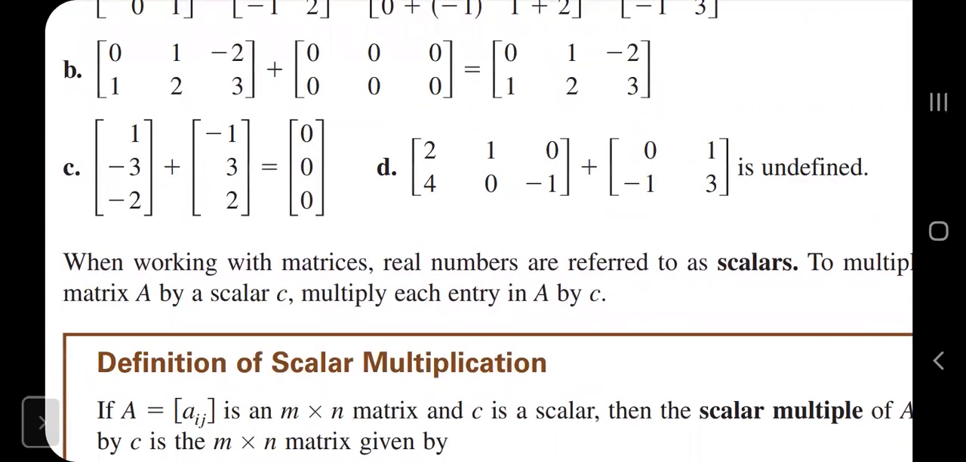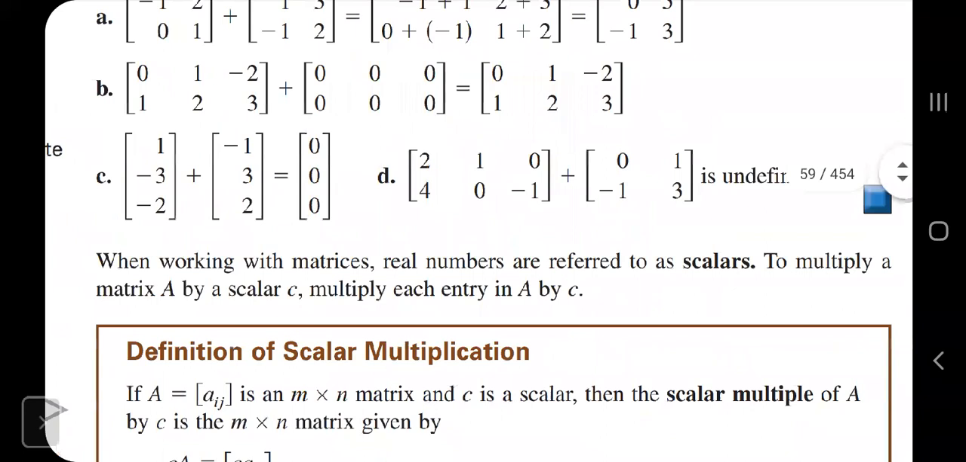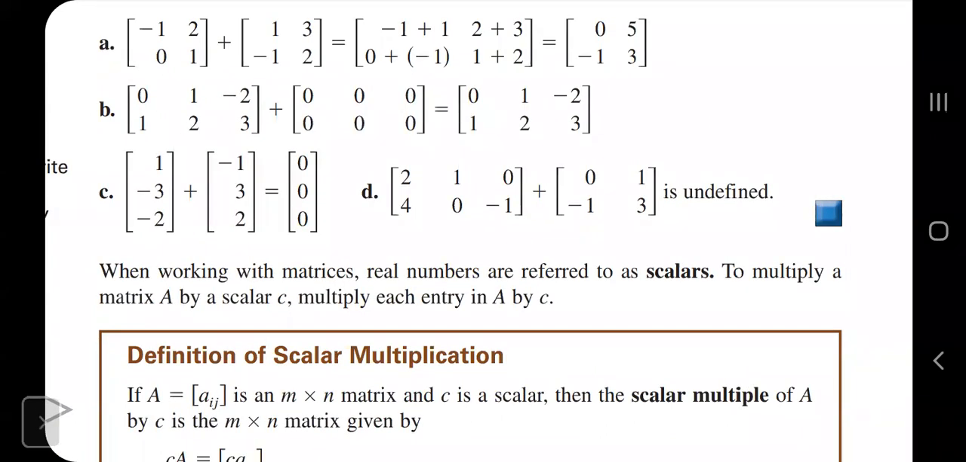Now, sometimes when we work with matrices, real numbers refer to scalars. And first of all, why do we use them? Why do we have to make up another fancy word that you never heard of before? Scalar. The reason is because it sort of scales the matrix, meaning it makes it uniformly bigger or smaller, depending on what you're multiplying by, or negative or whatever.